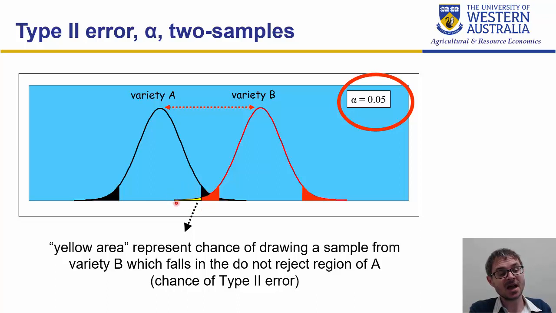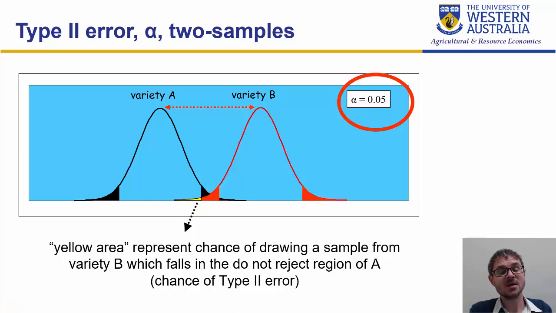So this would be the case where I draw a sample from B. Remember, A and B are different. This is the mean of B. This is the mean of A. These are actually different, but I've drawn a sample. There are these freak samples out here in the tail where I would fail to reject the null.